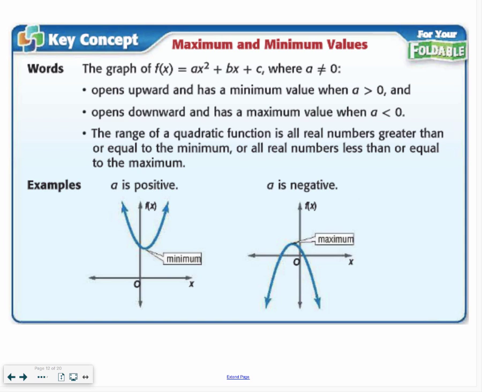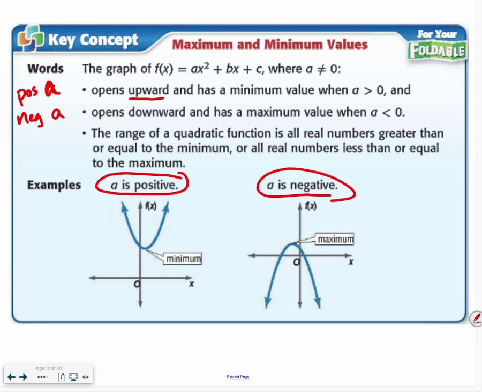So if you have a graph of the form ax squared plus bx plus c, you're going to have either a regular u or an upside down u. When it opens upward, that is because you have a positive a value, or I guess it's lowercase a. If it opens downwards, it is because you have a negative a value, okay? So a is positive, a is negative.